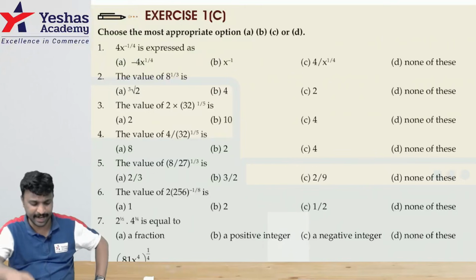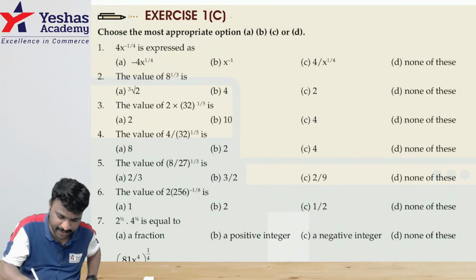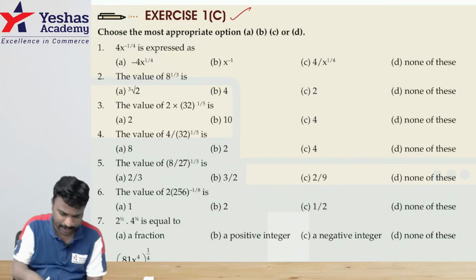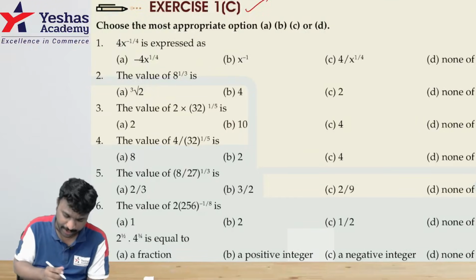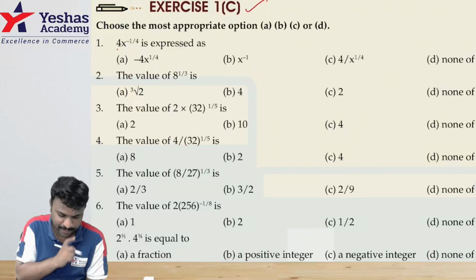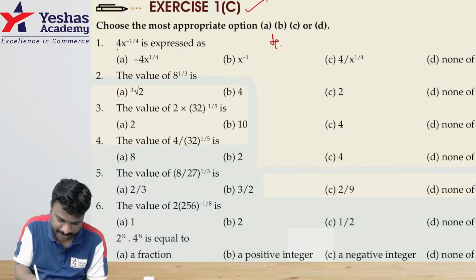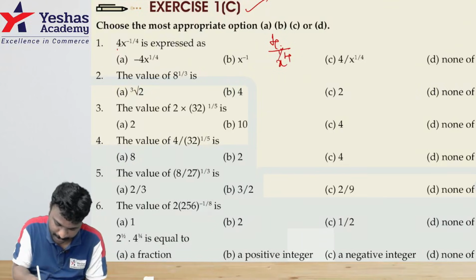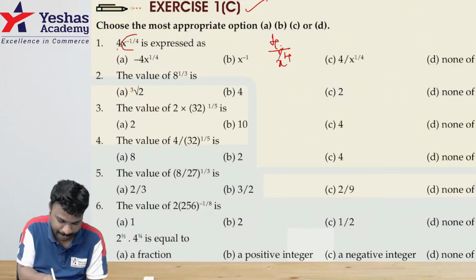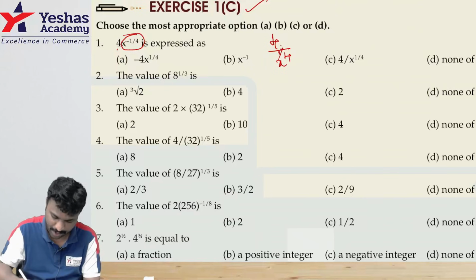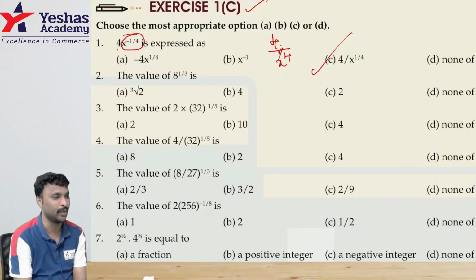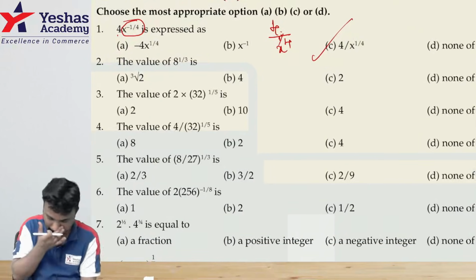Hello everyone, let us start solving the exercise 1C. All right, look at the first question, 4x power minus 1 by 4. So look here, x power minus 1 by 4 means 4 divided by x power plus 1 by 4. Yes or no? Negative power can be made positive by taking its reciprocal. That means what's the right answer? Option C. You understood?